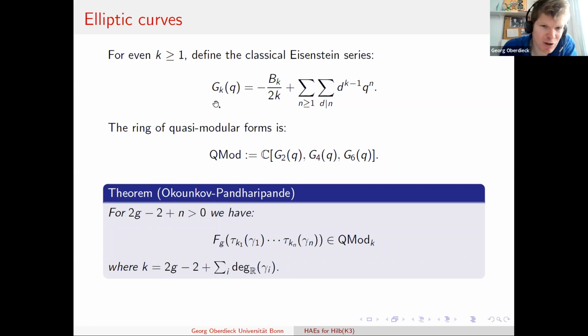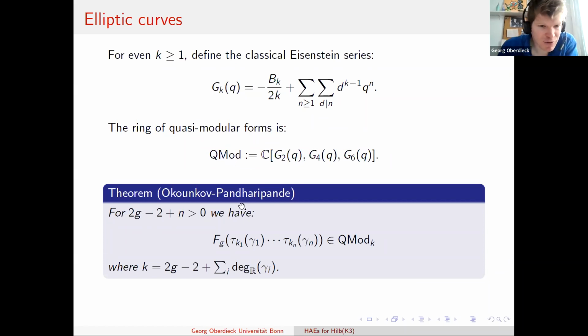The way this definition works is you look at what I call the classical Eisenstein series. You look at G_k(q), where the constant term is minus B_k, so B_k is this Bernoulli number divided by some factor. Then the coefficient of q^n is: you look at the divisors of n and you weight them by d^(k-1). This makes sense for even k bigger than 1, and then G2, G4, G6 already generate the algebra of quasimodular forms. And this is your ring.